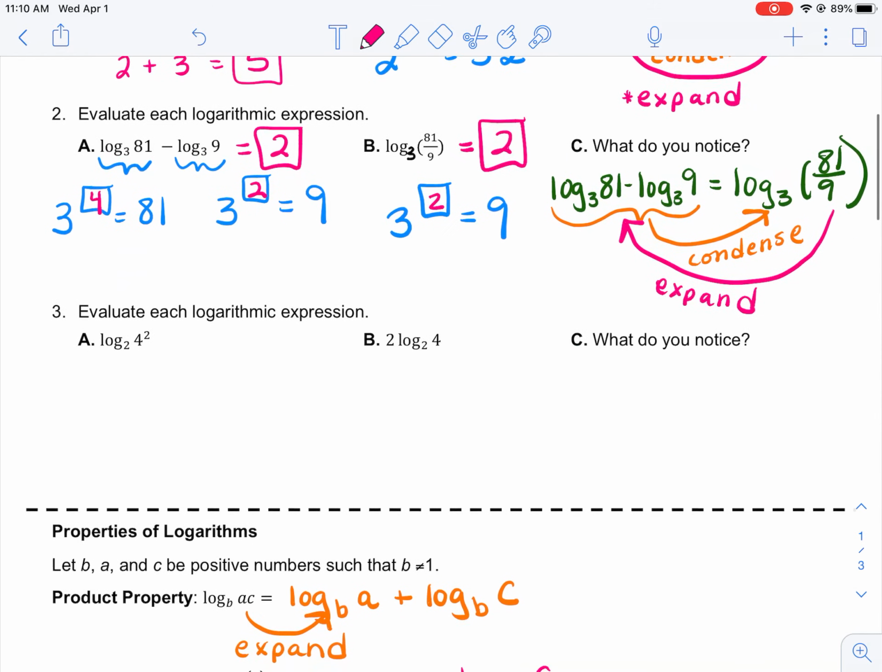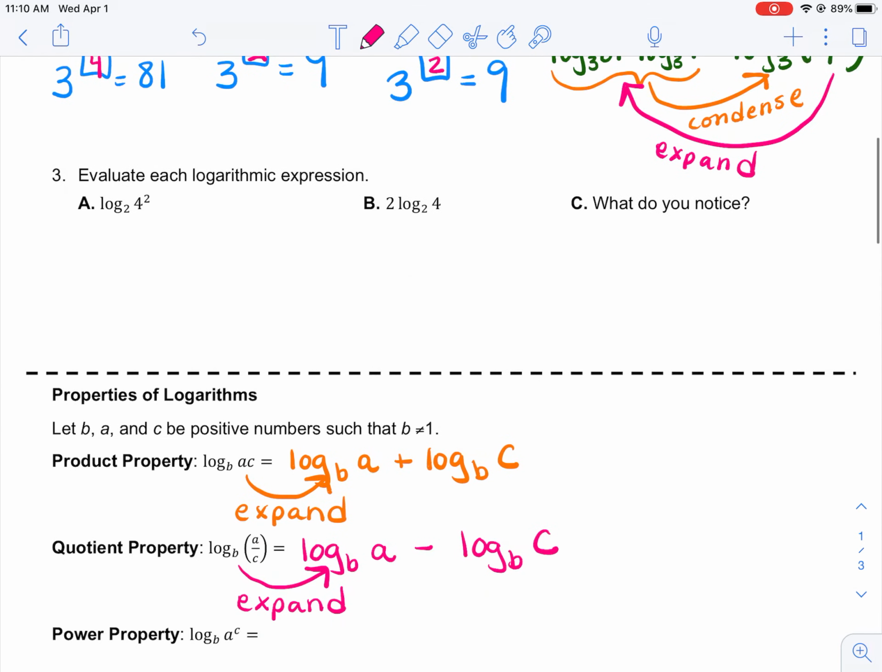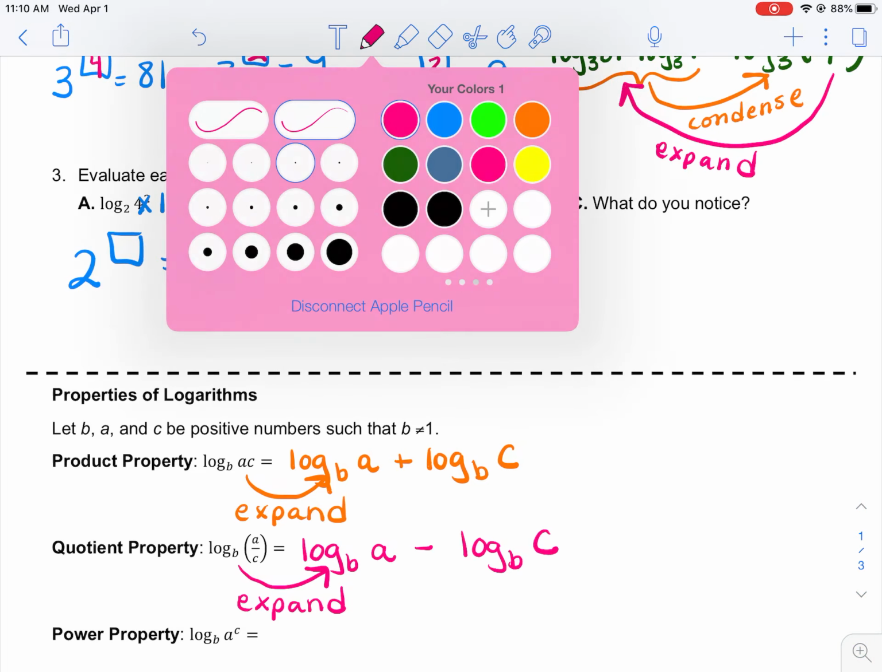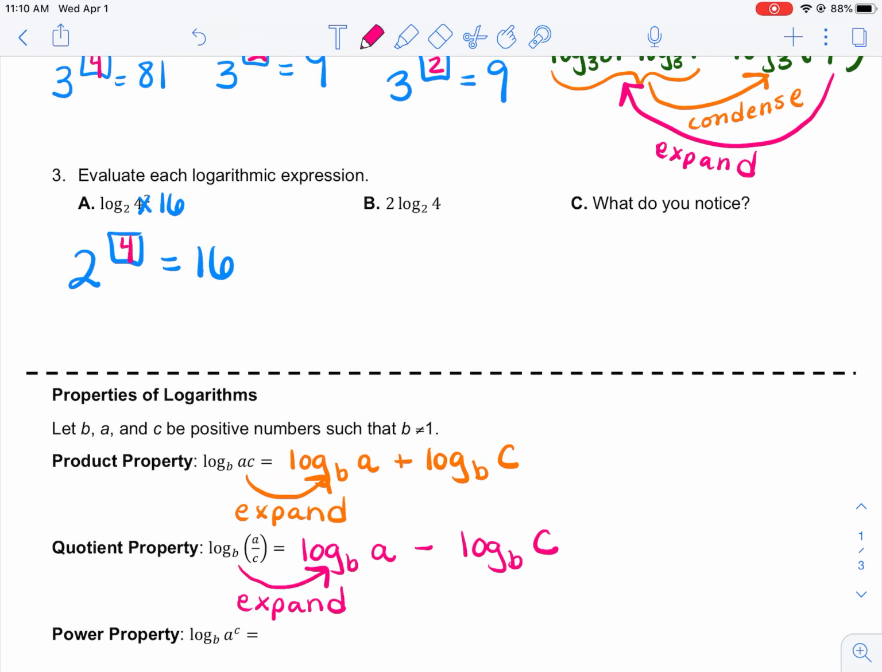All right, and then the last property we're going to talk about is going to be the power property. So it says log base 2 of 4 squared. All right, well, we know 4 squared is 16. So to make this easier, I'm going to say log base 2 of 16. And so 2 to what power equals 16? Well, we know 2 to the 4th is 16. And so this original expression equals 4. Okay, log base 2 of 16 is 4.